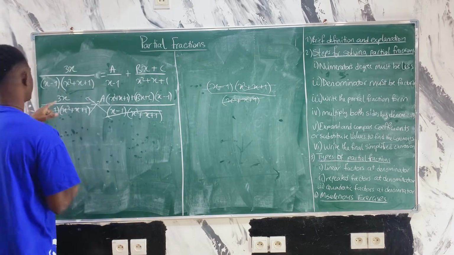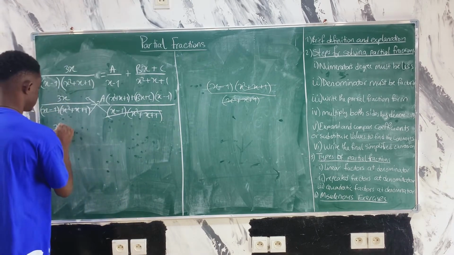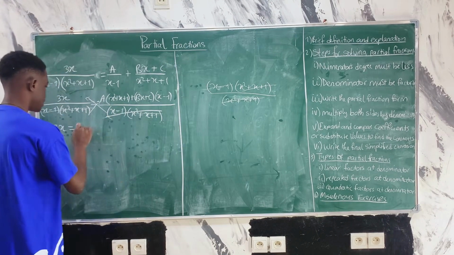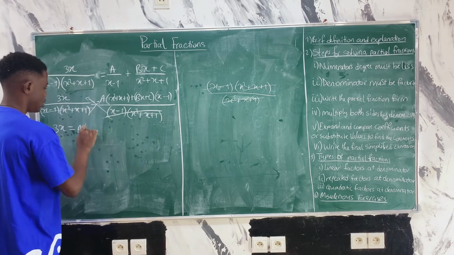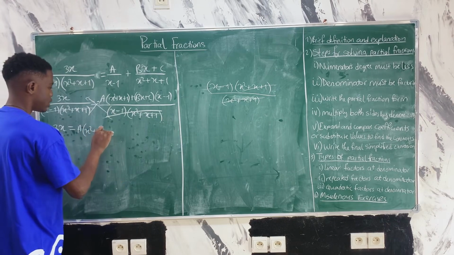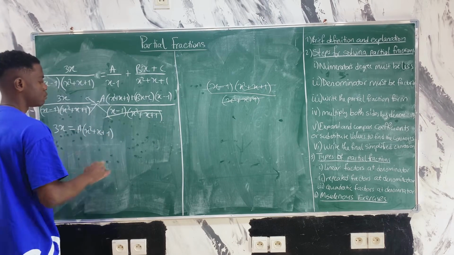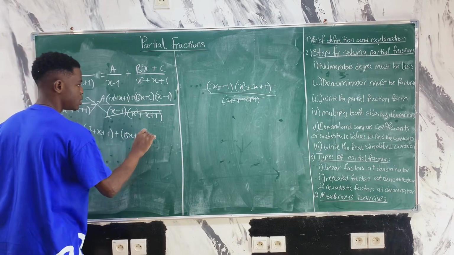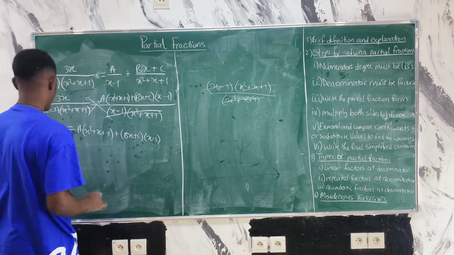When they cancel, we'll be left with 3x is equal to this upper part. This upper part is a into x squared plus x plus 1, plus bx plus c into x minus 1.